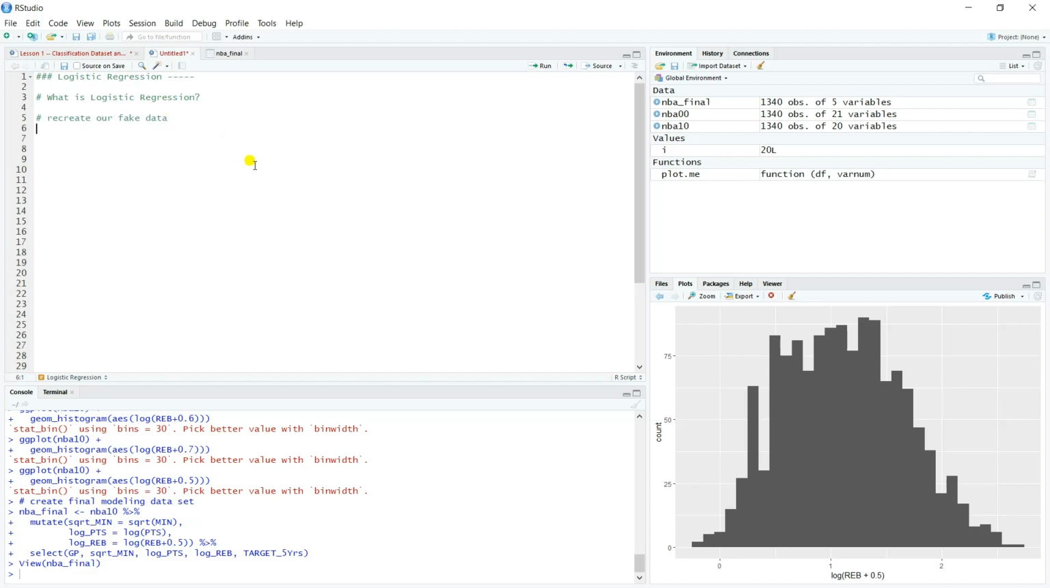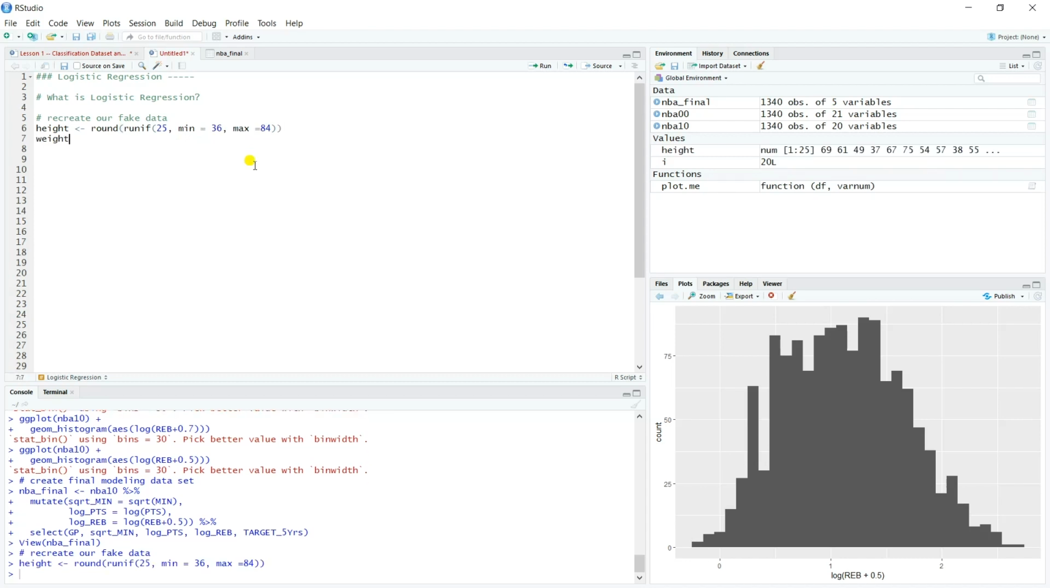We have this height, weight, and gender data frame that we created. Let's create a vector called height, with 25 observations. We'll start at 36 and go to 84, as inches. Then we'll create weight, again with some random data: 25 observations where we start at 90 and go to 250.